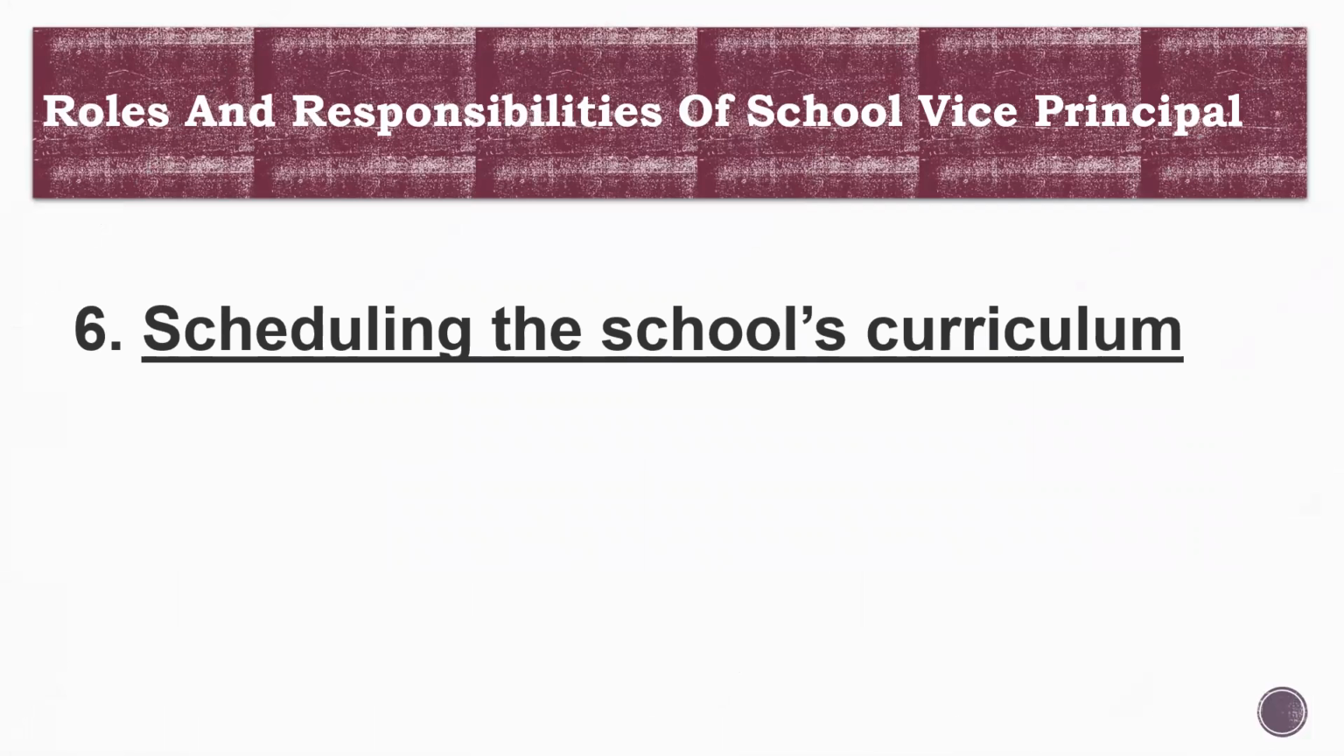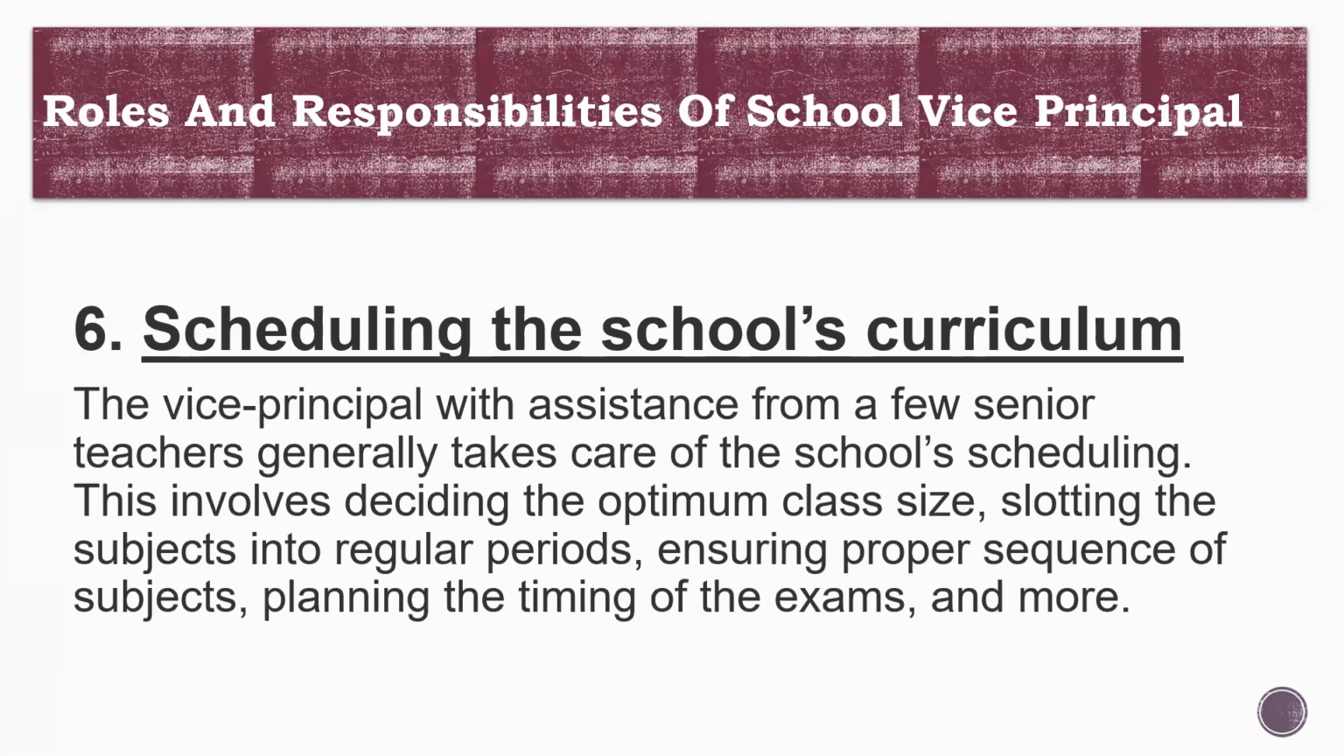The sixth point is scheduling the school's curriculum. The vice principal, with assistance of a few senior teachers, generally takes care of school scheduling. This involves deciding the optimum class size, slotting the subjects into regular periods, ensuring proper sequence of subjects, planning the timing of the exams, and more. Even scheduling the events, cultural events, and parent-teacher meetings come under the profile of the vice principal, who plans the entire year before the session begins.